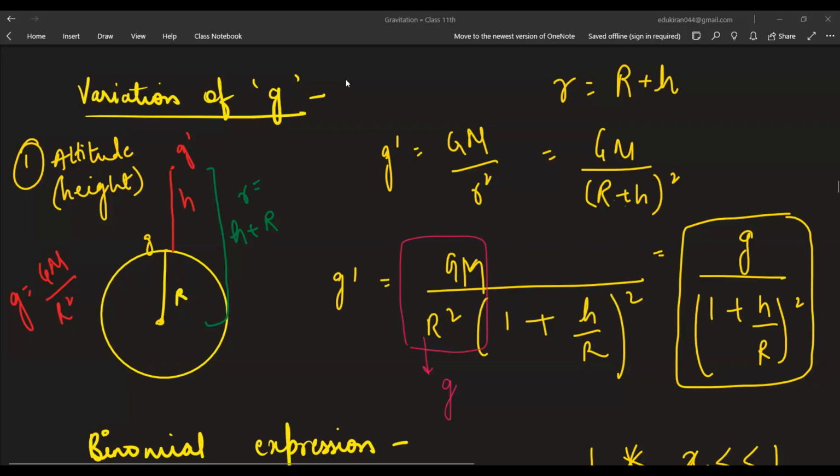If h by r is 0, then this is not a condition of small. Then this is vanished. If height by radius is 0, it means there is no radius, there is no height. If we are saying h by r is 0, it means height is 0. That is the surface.